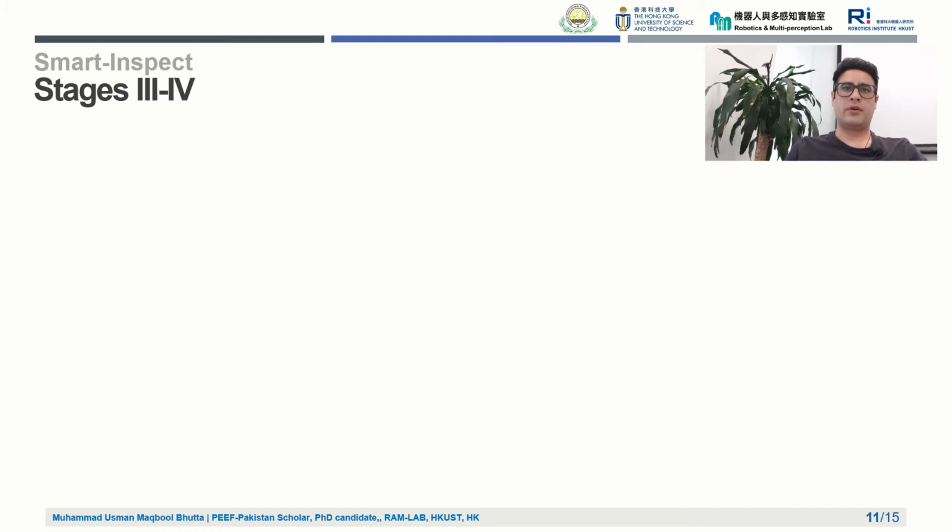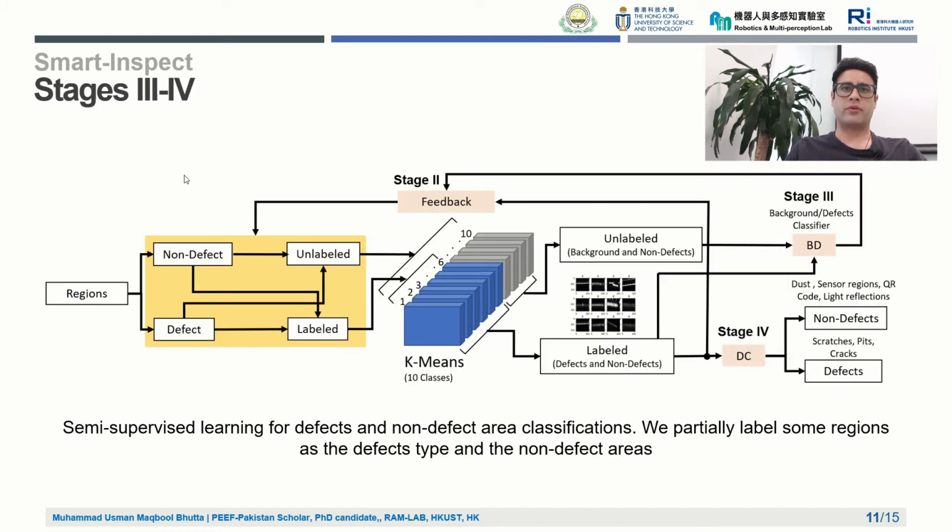And here's stages 3 and 4 of our system. In stage 3, based on the characteristics of our data set, we have only a few labeled defects and non-defects, such as light reflections due to dust and the sensor regions. So we use the BD classifier, which is a binary classifier that divides the top proposal regions into 2 classes, defect and non-defect areas. It also controls the feedback iteration from unlabeled proposals to the k-means clusters.